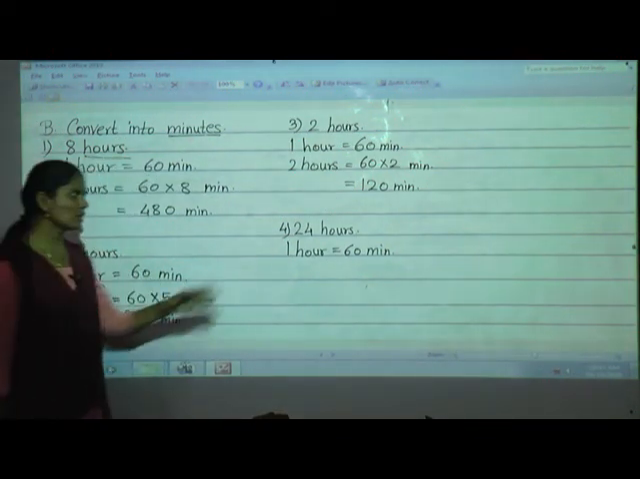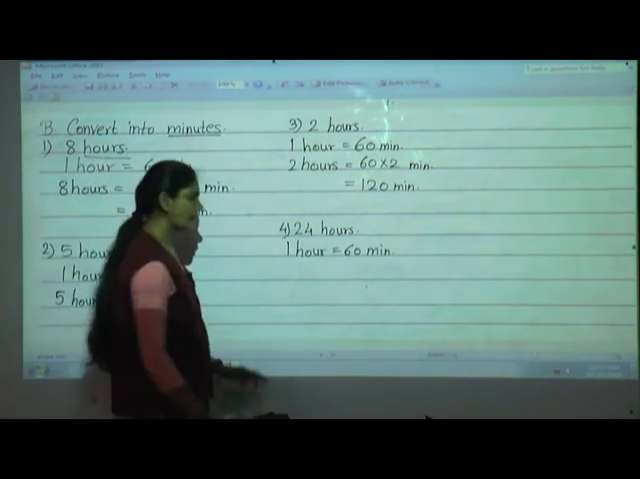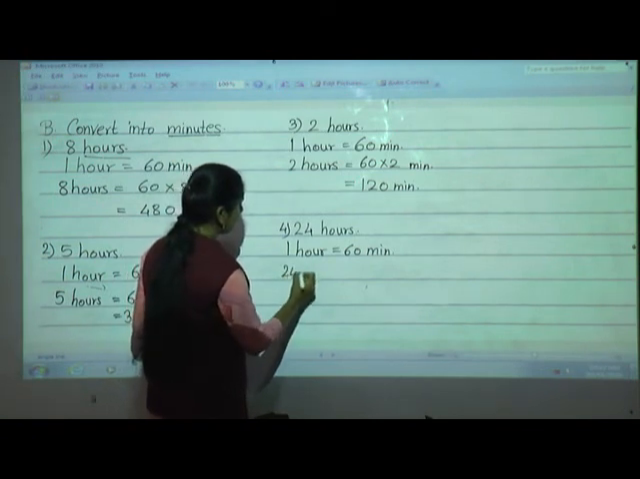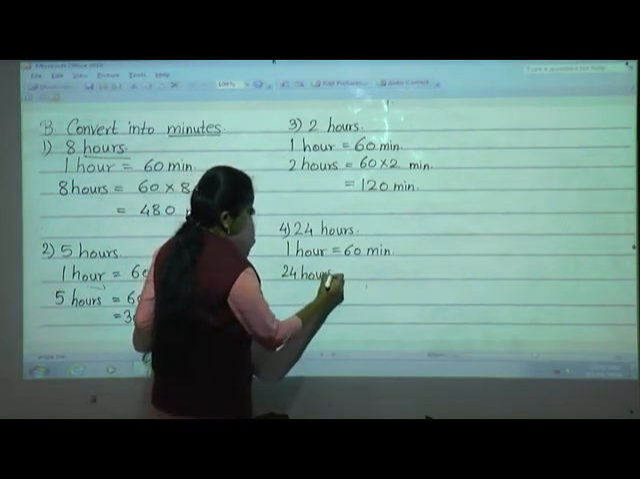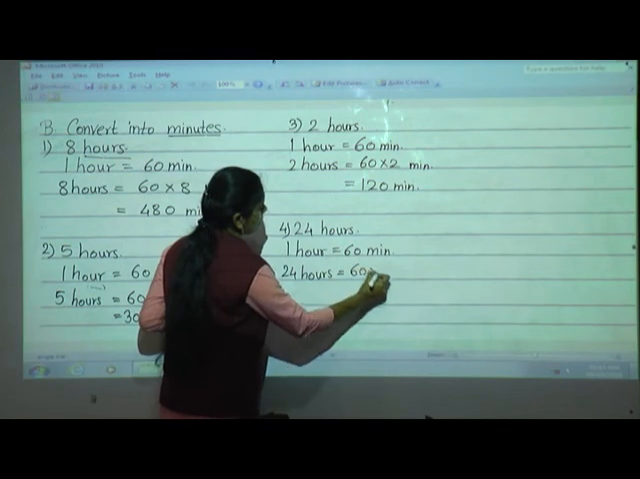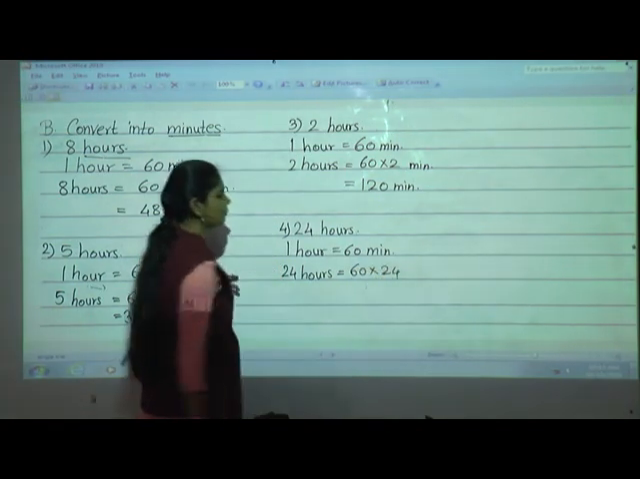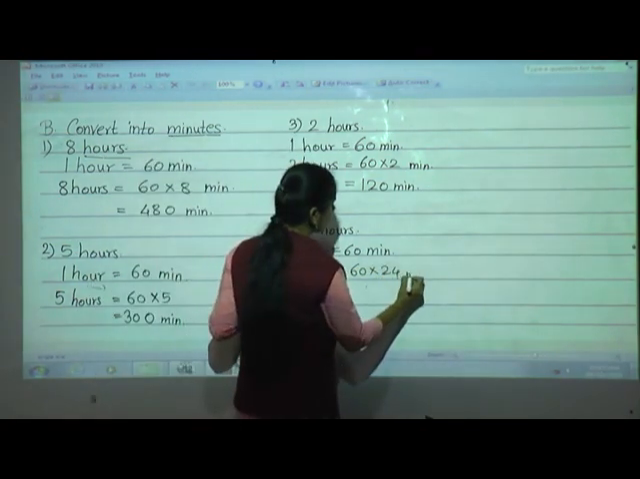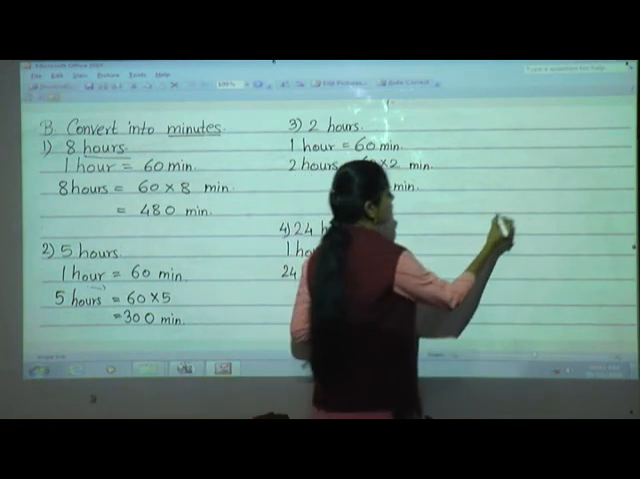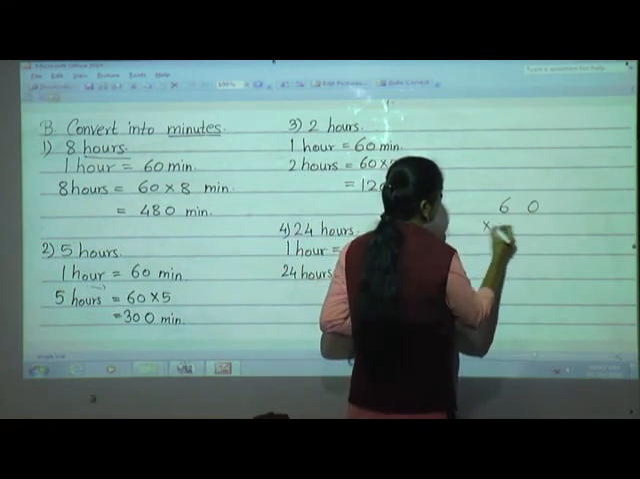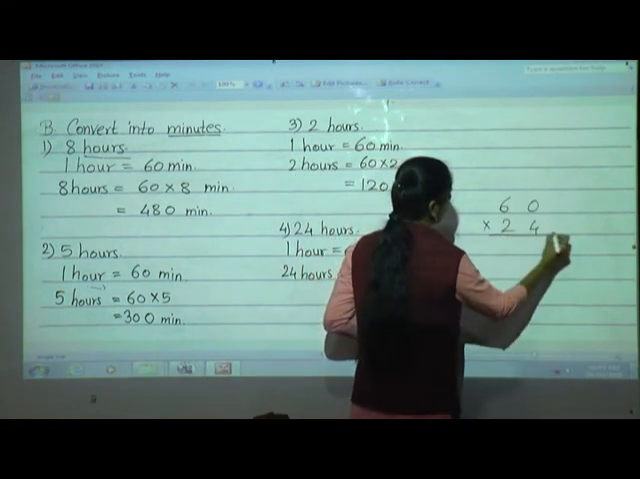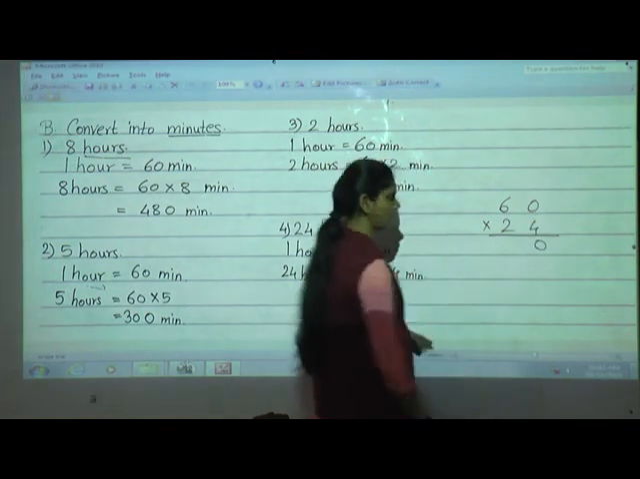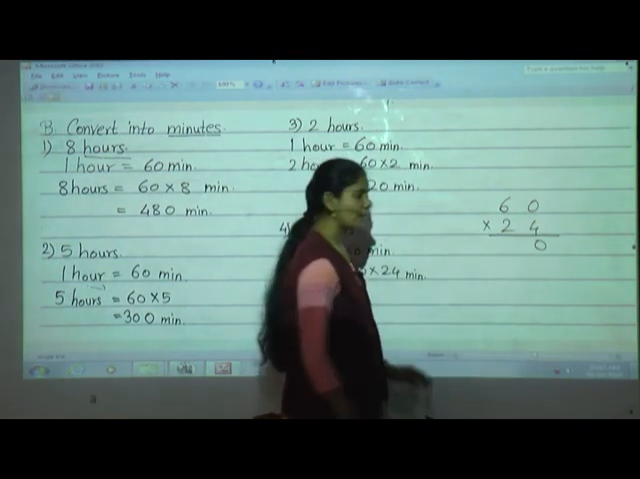Okay. Now here how many hours are there? 24 hours are there. So write here 24 hours is equal to what? 60 into 24. Okay. Now do the multiplication. 4 into 0, 0. 4 6s are 24. Correct.